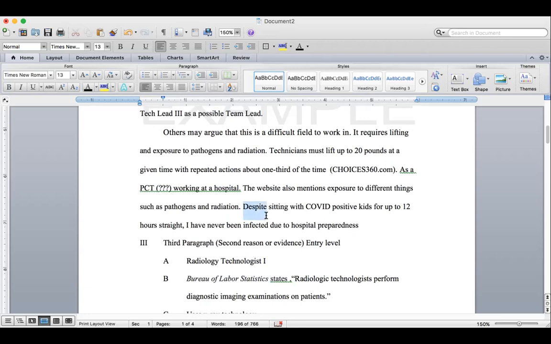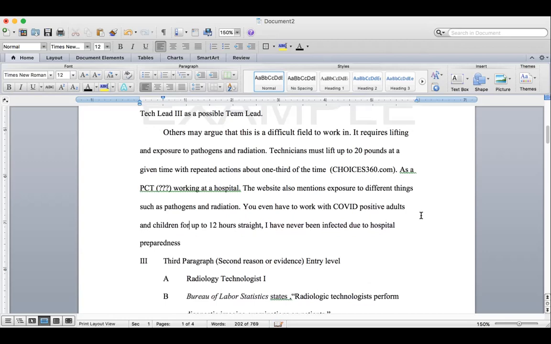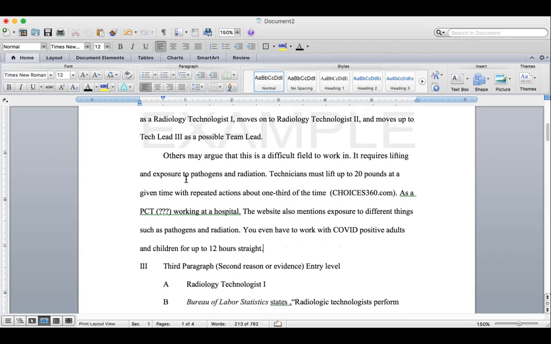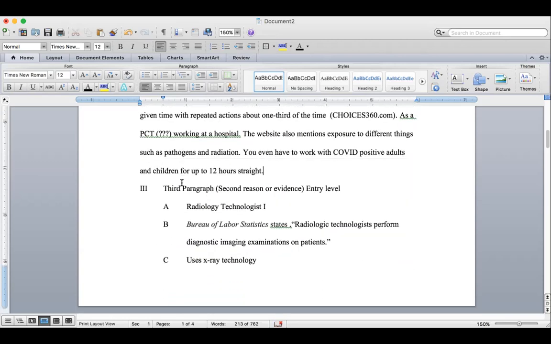Okay, I think this actually was what this person was doing, but I would just say: have to work COVID positive adults and children for up to 12 hours straight. Okay, that's fine. Okay, so that is the negative paragraph.